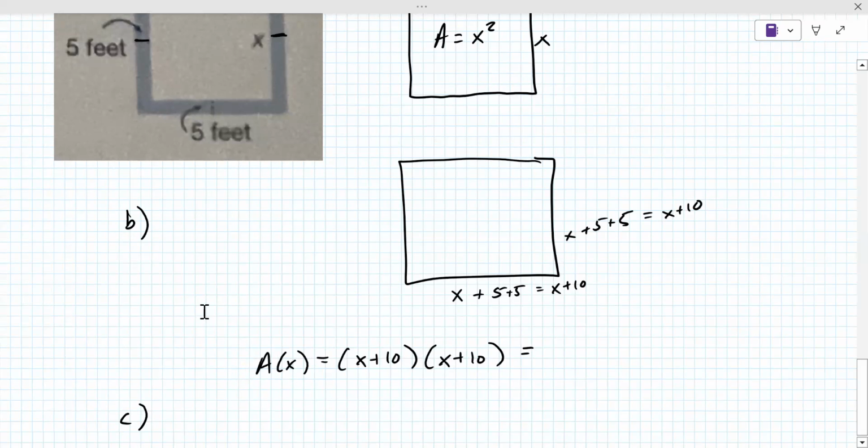First, outer, inner, last. Okay. Is it x squared plus 10x plus 10x plus 100? So you can combine the outer and the inner, the O and the I. Awesome.